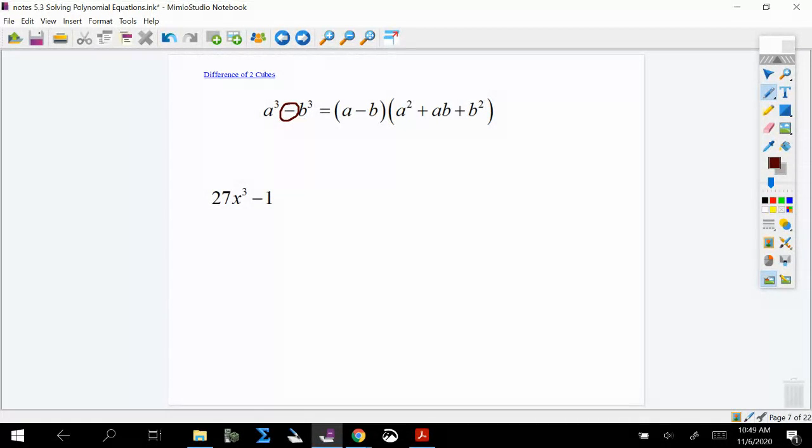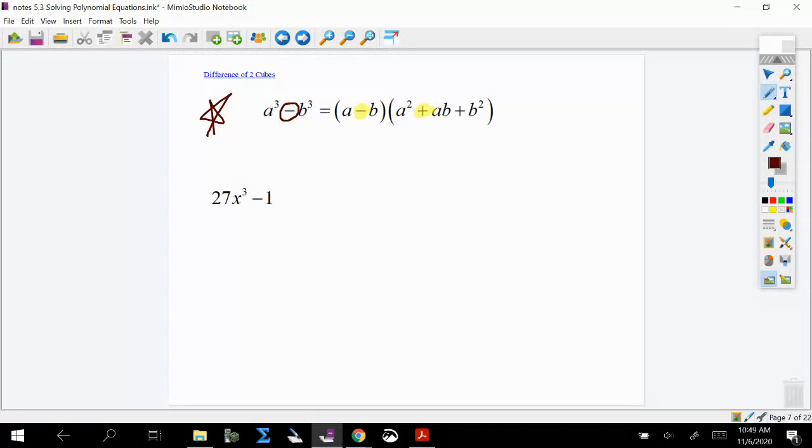Still looking for things that are perfect cubes. You'll notice the formula is so similar. The only difference in this formula, let me kind of highlight the difference here, are the signs. This sign is different and this sign is different. So make sure again that you have this formula in your notes so you can use it as a reference when you're doing Delta Math problems on either a homework or a quiz. But notice that your signs are the only thing that changes.